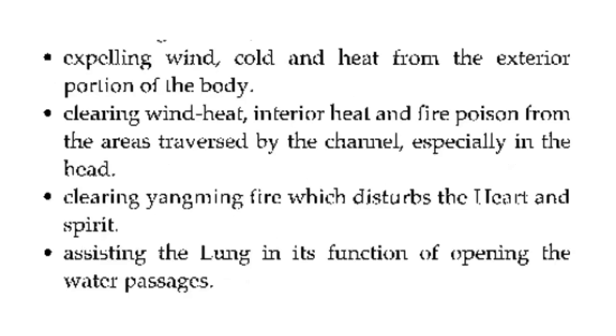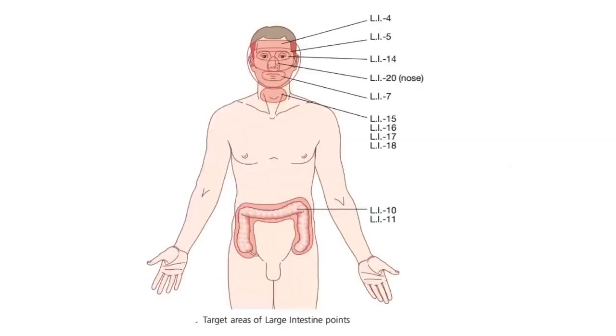Expelling wind, cold, and heat from the exterior portion of the body. Clearing wind heat, interior heat, and fire poison from the areas traversed by the channel, especially in the head. Clearing Yangming fire, which disturbs the heart and spirit, assisting the lung in its function of opening the water passages. So finally, we have the target areas of the large intestine channel.